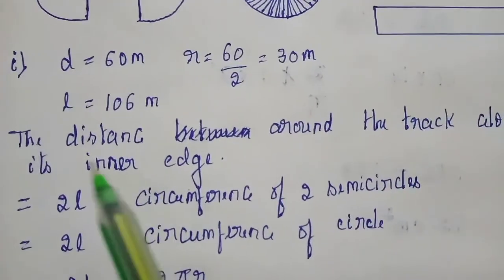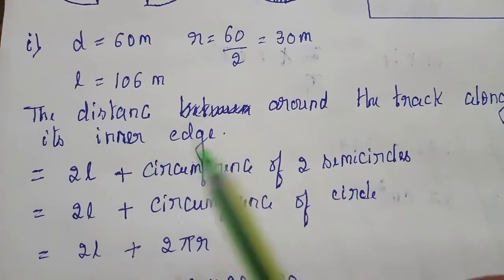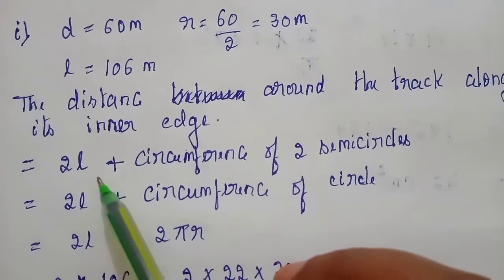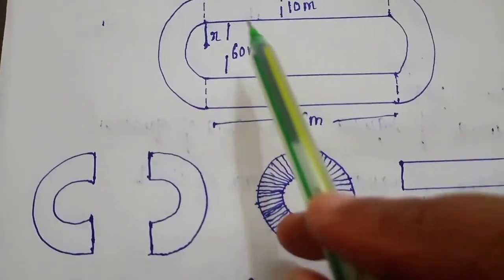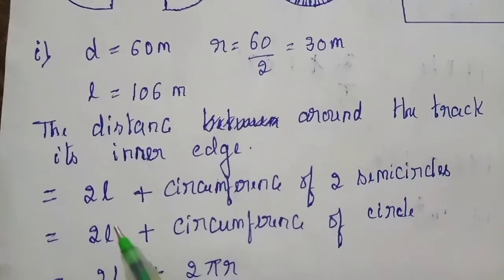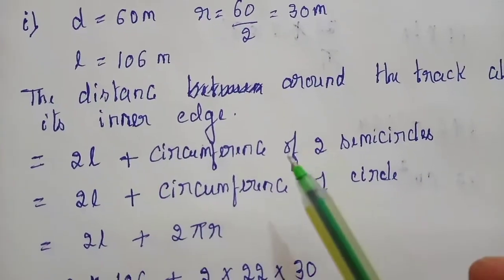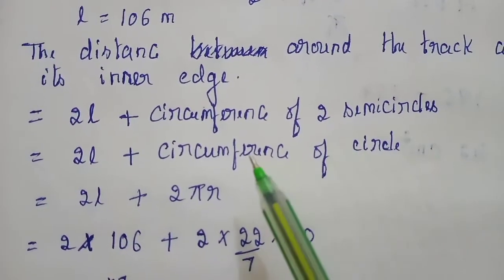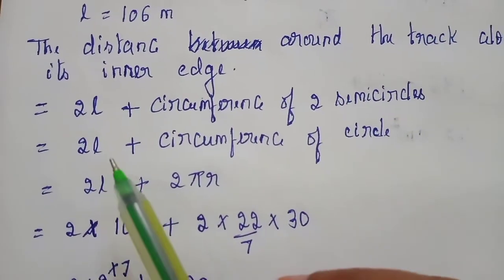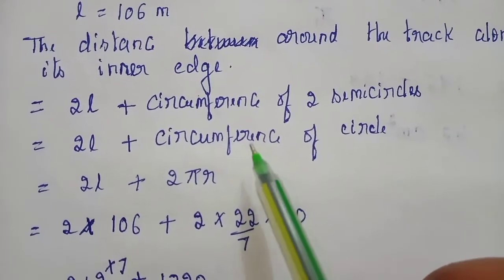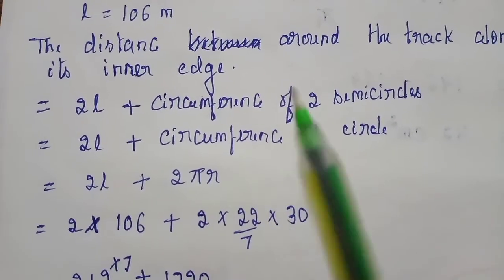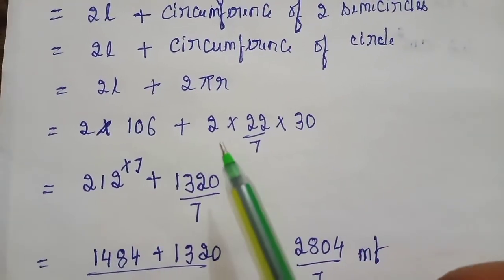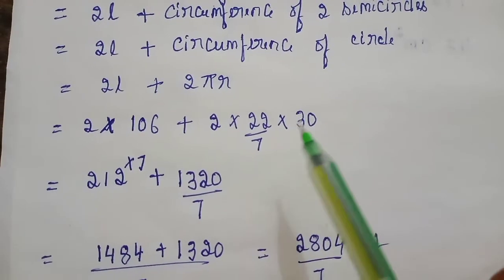Now let us start. The distance around the track along its inner edge is 2 times the length of the line segments, because you can see here you have 2 line segments. So 2 times the length of line segments plus circumference of 2 semicircles. As you know that 2 semicircles together is 1 circle. So 2L plus circumference of circle is 2 pi r. So substitute the values. 2 into 106 plus 2 into 22 by 7 into 30.